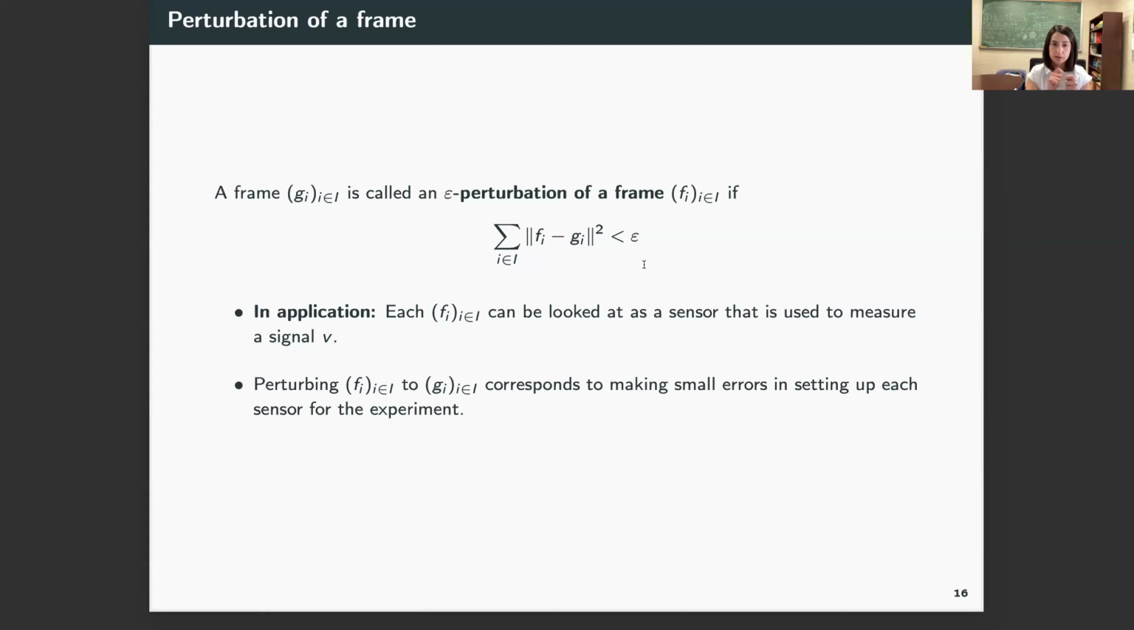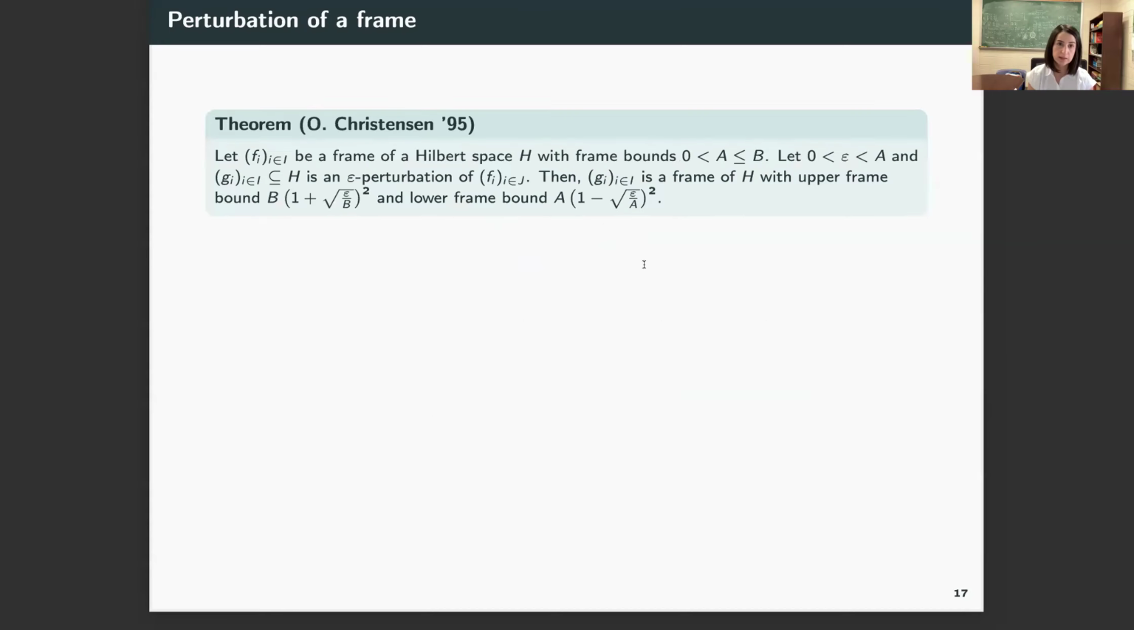So this little change in our frame is what's called an epsilon perturbation of our frame. Now there are some results that say we have this set of vectors that is a perturbation of our frame. This theorem by Christensen guarantees that if I'm looking at this perturbed set of vectors, it is going to be a frame, but the upper bound and lower bound are going to be slightly different than the original frame fi.